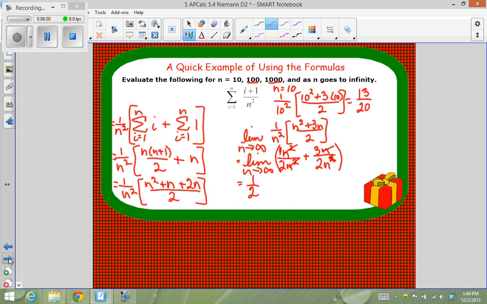Where at 10, I had 13 over 20. Then when I plugged in 100, I'd have had a little bit closer, and I plugged in 1000, I'd have had a little bit closer, and then as n goes to infinity, I get 1/2. So it would have gotten closer and closer to that value.